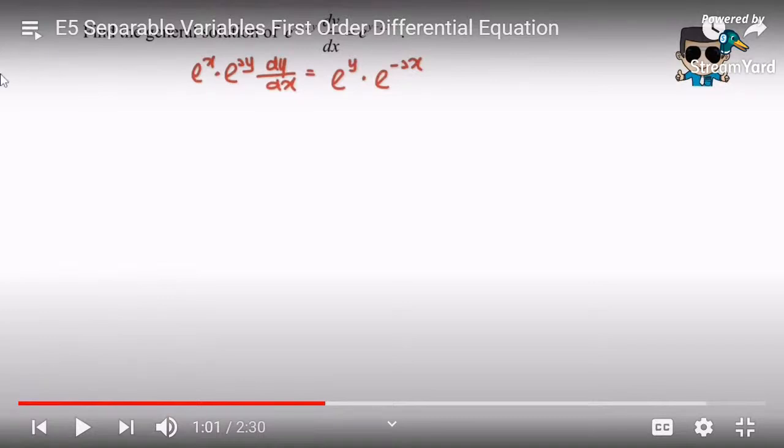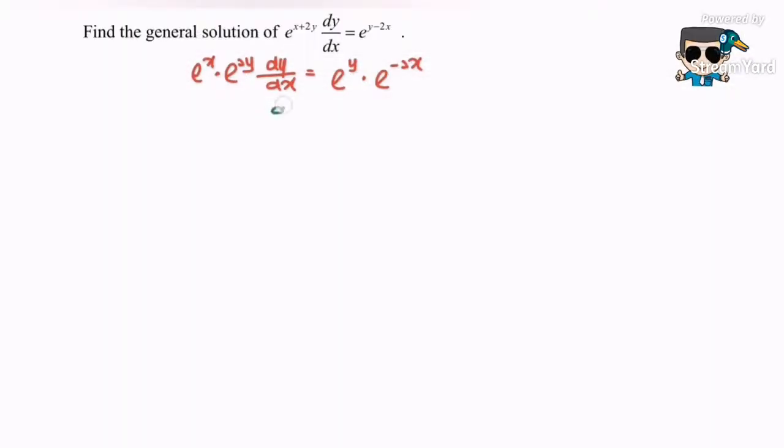Nampak sekarang apa yang saya buat? Saya pisahkan X and Y. So saya guna rules of indices, saya pisahkan mereka dulu. So dari sini, saya cuba untuk separatekan dy dx, kemudian variable X and Y, where we have dy dx. Next, separate the y and x.